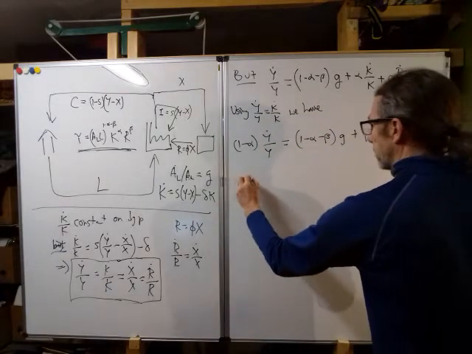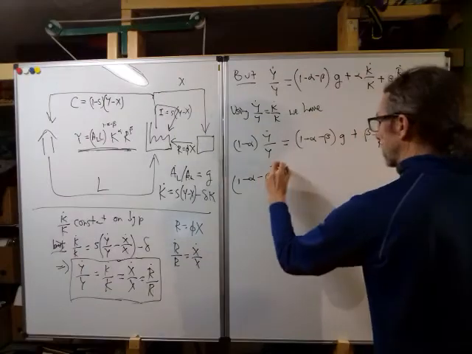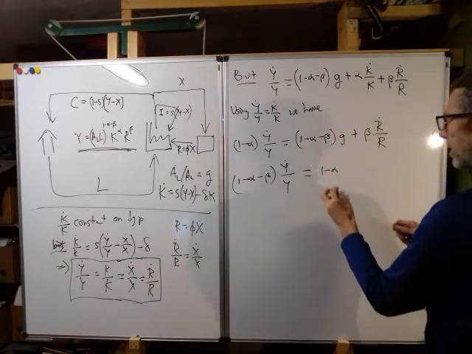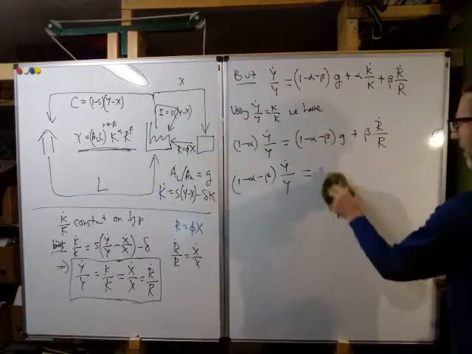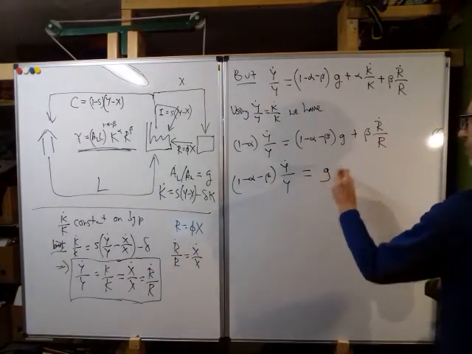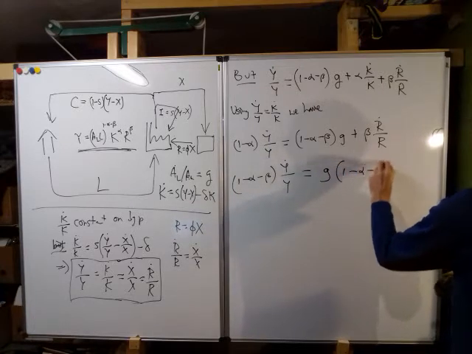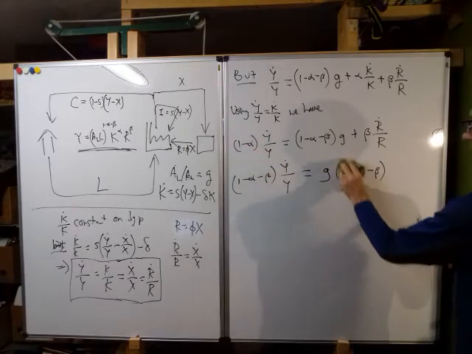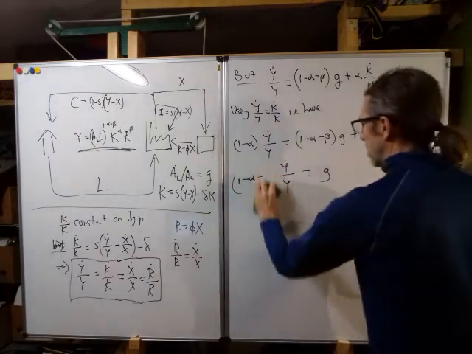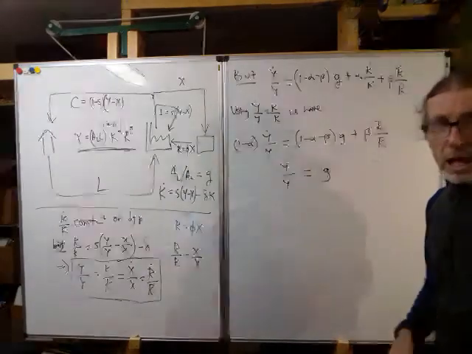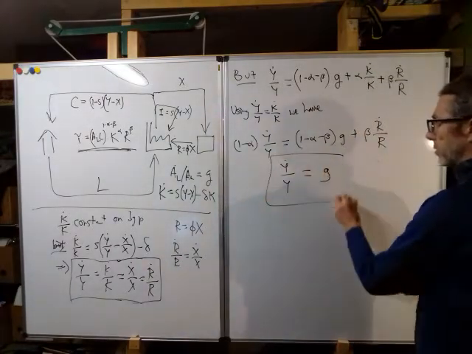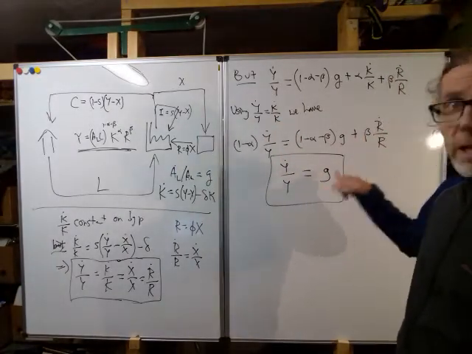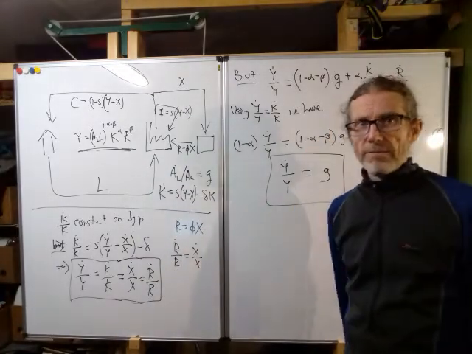So then we have 1 minus alpha minus beta times y dot over y equals, I'm going to write it back to front because you know what I'm going to do next, g times 1 minus alpha minus beta, right? So I've taken that over. So then of course we can cancel. And we're back to production growing at the growth rate of labour productivity. We don't have the growth penalty anymore that we had with the land.